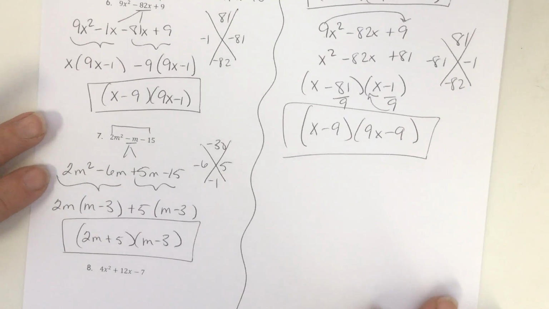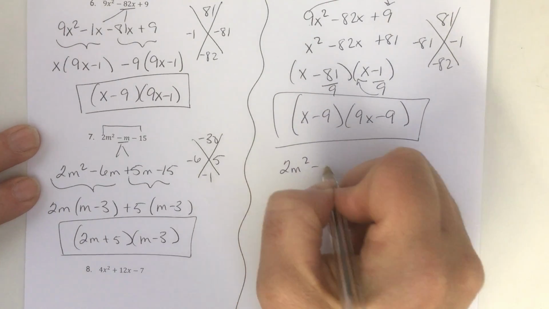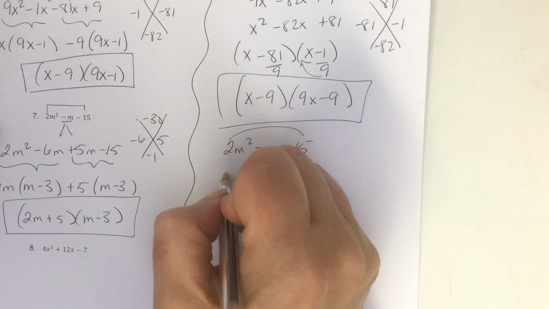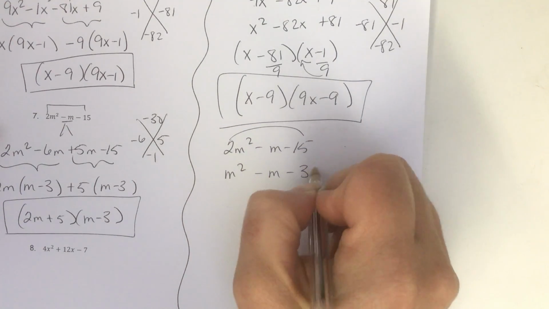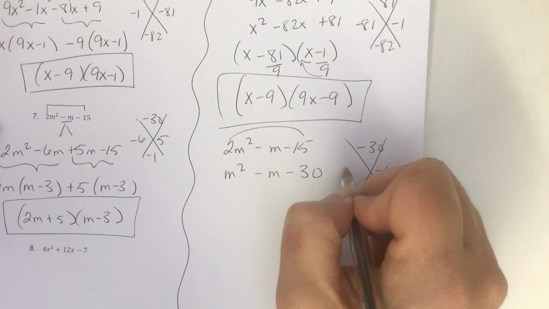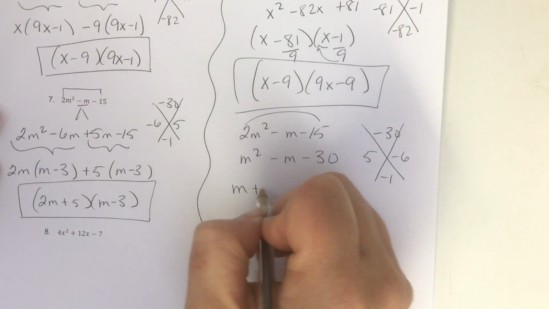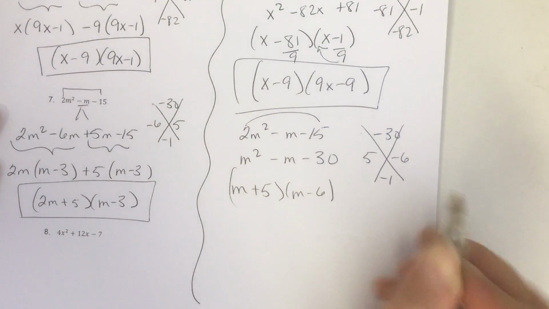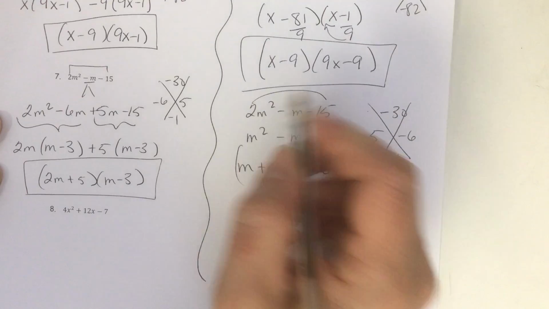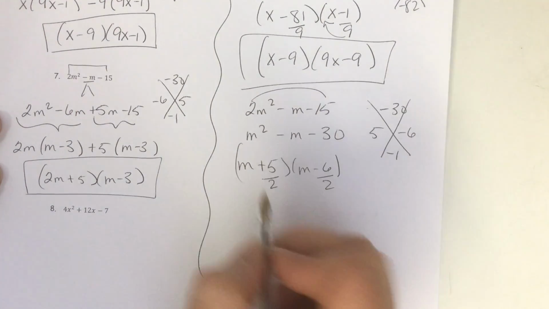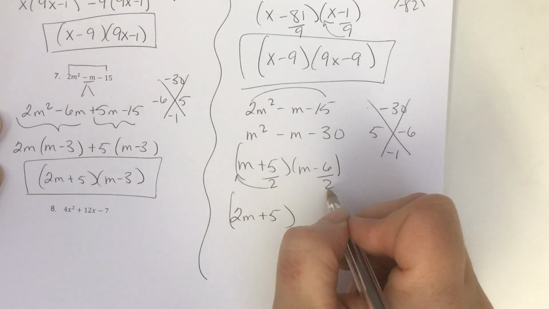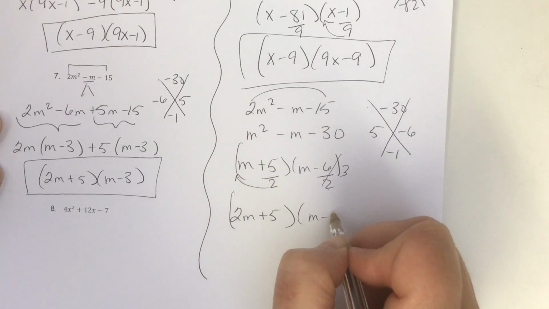Okay, if I do 2m squared minus m minus 15, then I slide the 2 over, and I get negative 30. So m squared minus m minus 30. So I have a negative 30 on top, and I have a negative 1 on the bottom. So negative 6, positive 5. So m plus 5 times m minus 6. I just take those numbers and put them in my parentheses. Then I've got to divide by 2. That doesn't divide, so I do bottoms up. So that becomes 2m plus 5. This does divide, it becomes 3. So I have m minus 3.